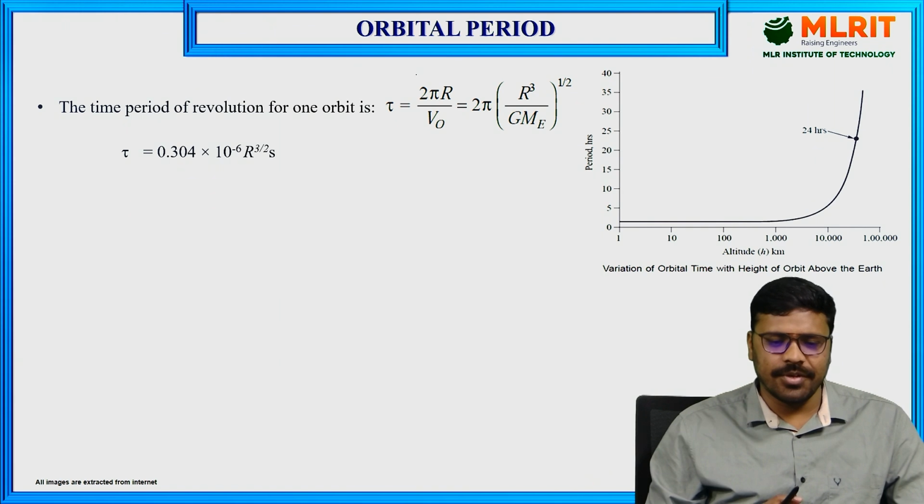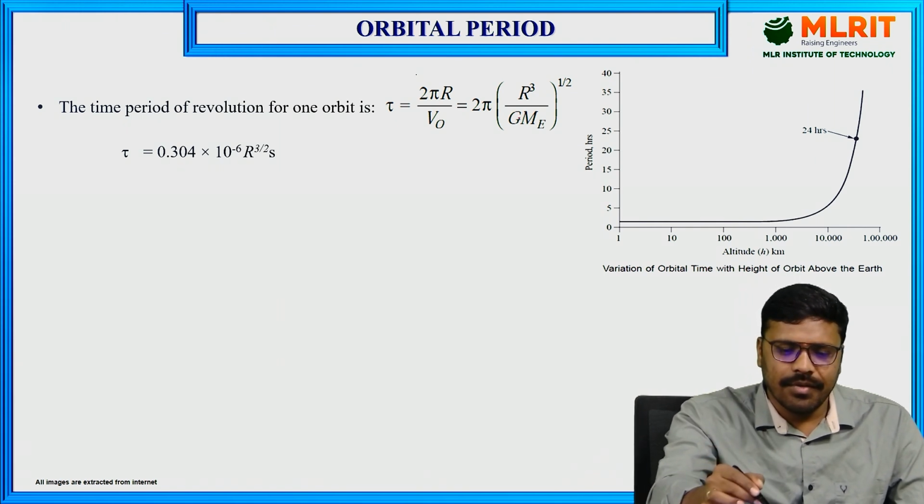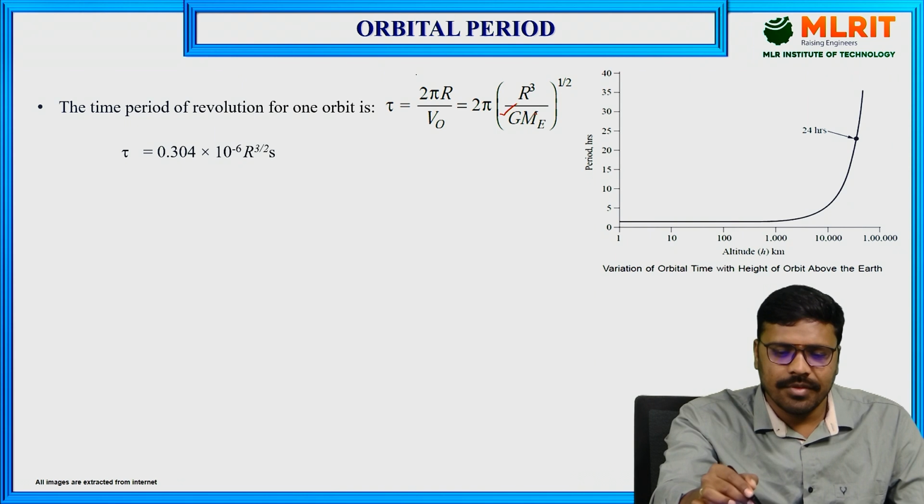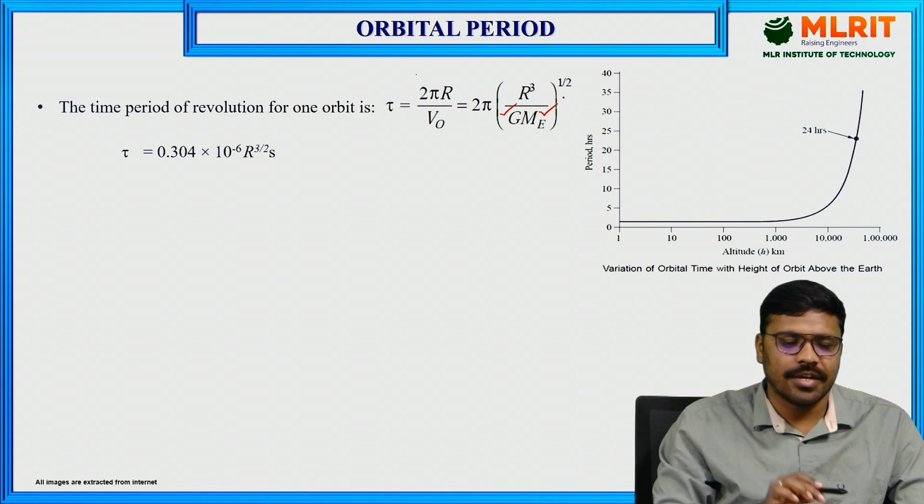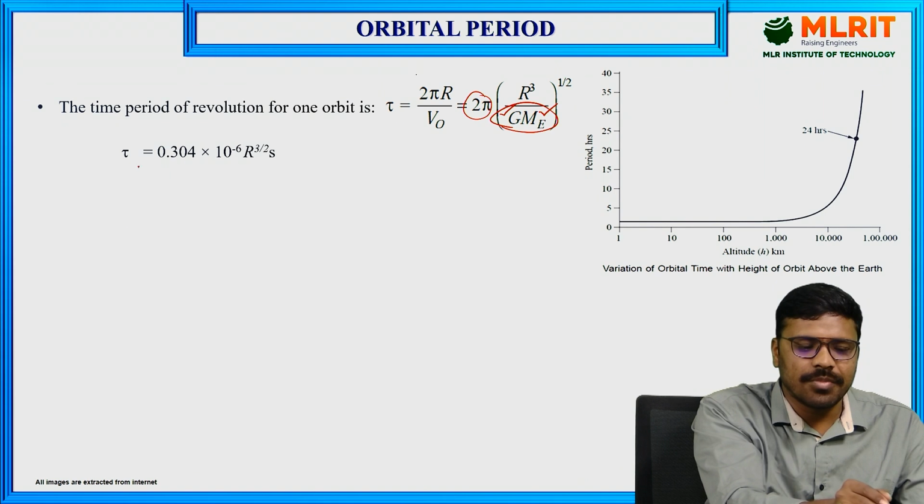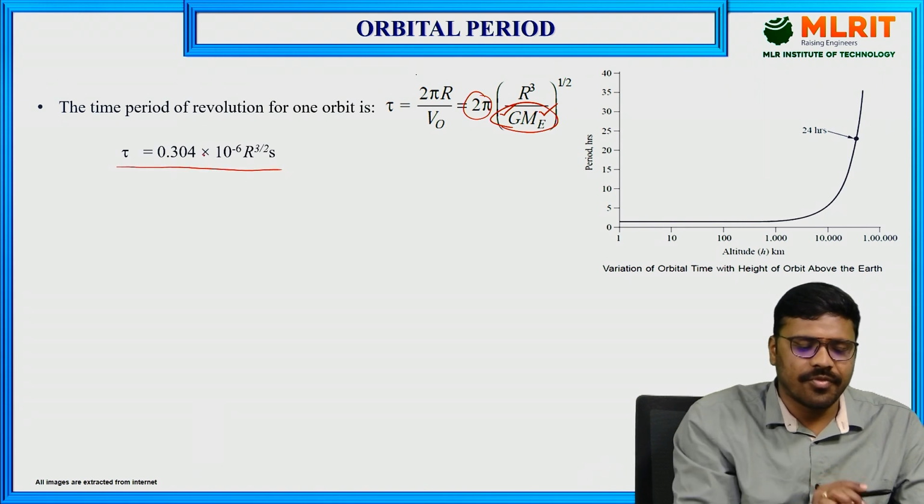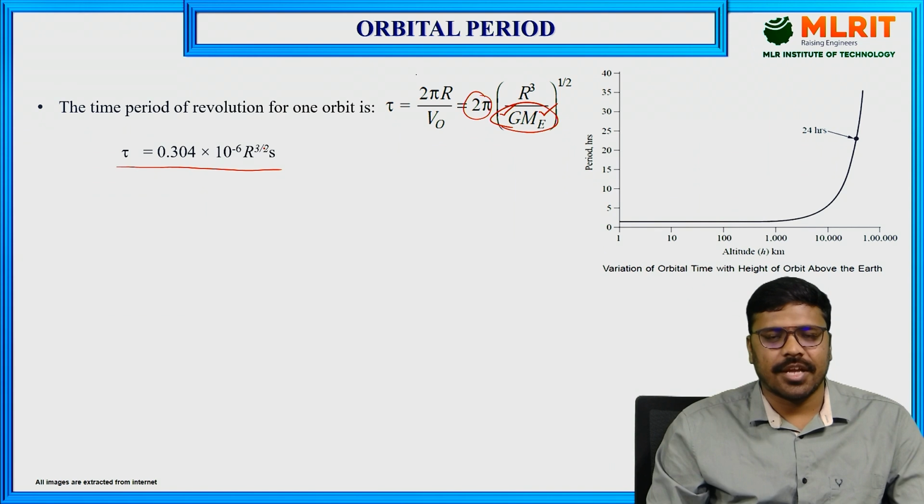If I substitute the values, G is a constant, and if I want to calculate the time period for an orbit about the Earth, then Me, the mass of the Earth, is constant. So if I substitute these values and 2 pi, this equation simplifies to 0.304 into 10 to the power of minus 6 r to the power of 3 by 2 seconds.